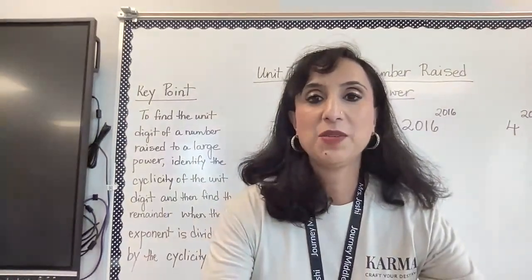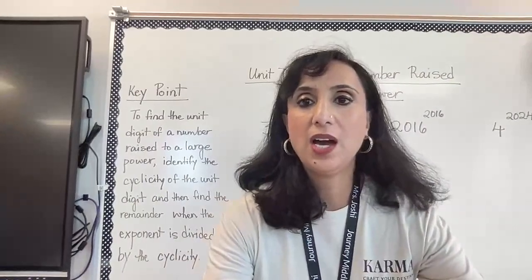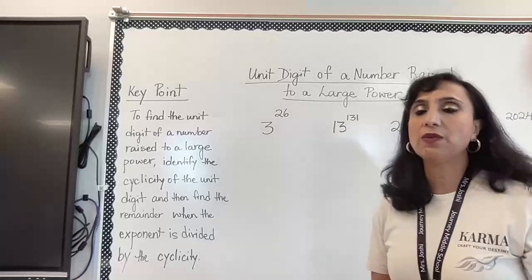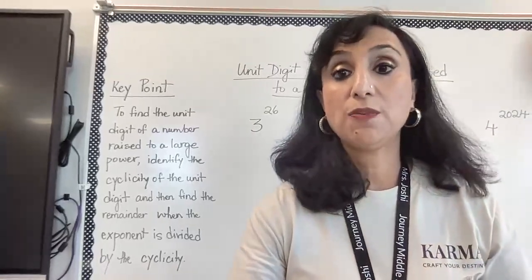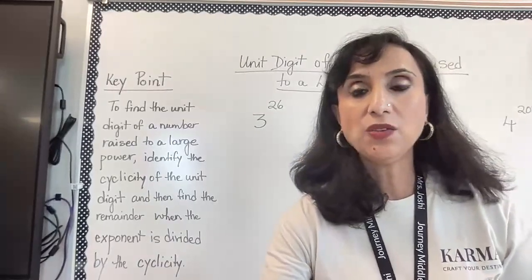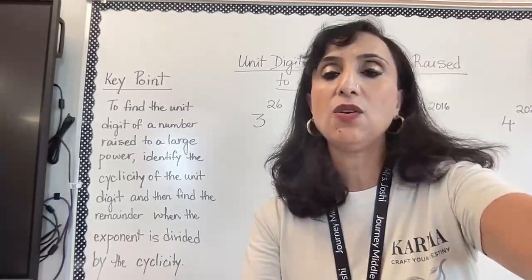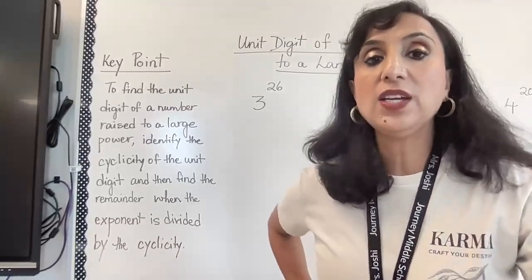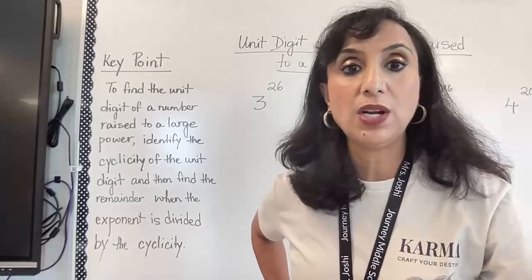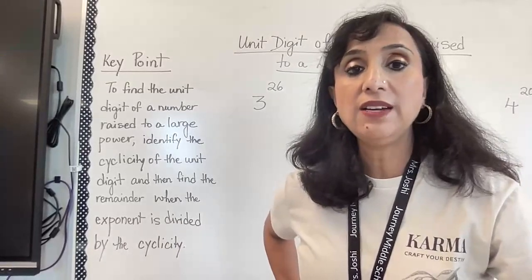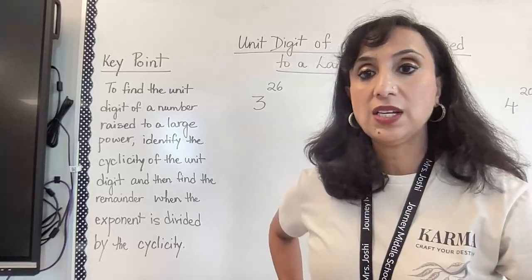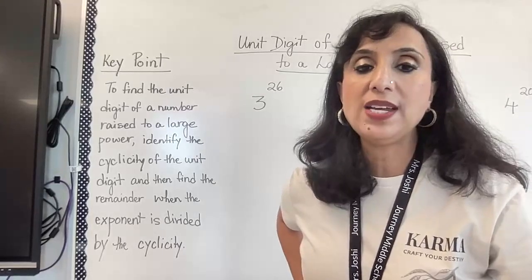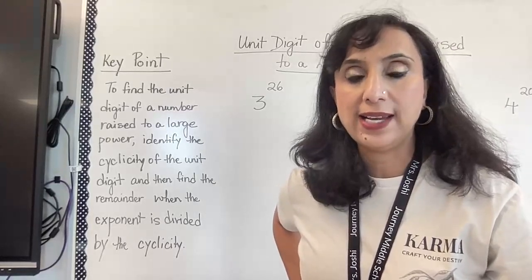So for my math team students, we are going to quickly talk about the unit digit of a number when it's raised to a large power, and then how to find that. The key point we need to remember is, to find the unit digit of a number raised to a large power, identify the cyclicity of the unit digit, and then find the remainder when the exponent is divided by the cyclicity.